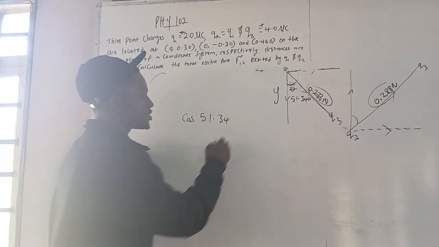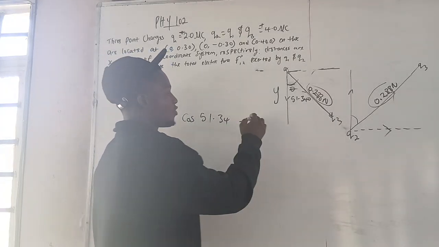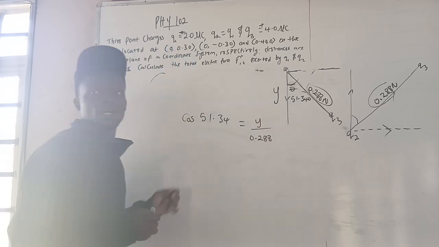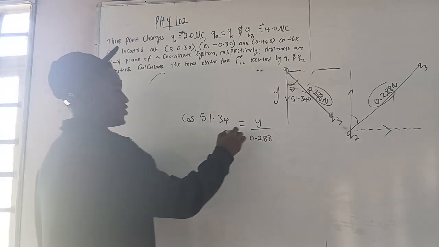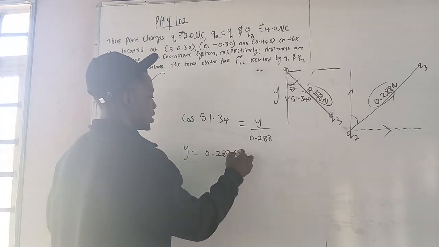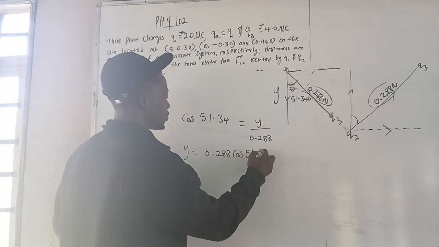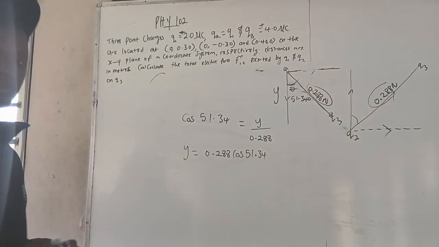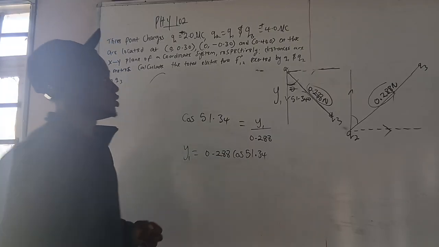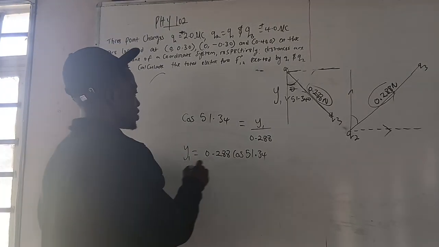51.34. Cos theta equals to what? Adjacent over hypotenuse. Y divided by what? 0.288. Are we together? So here now you have your y equals to 0.288 cos 51.34. Y1, let's call it Y1. Are we together? Now let's find our X1 too.